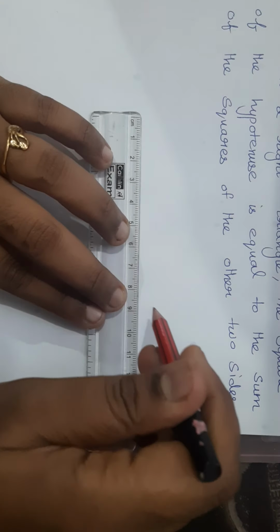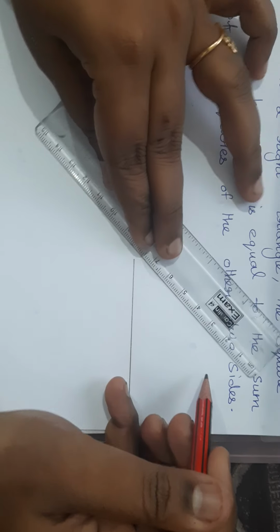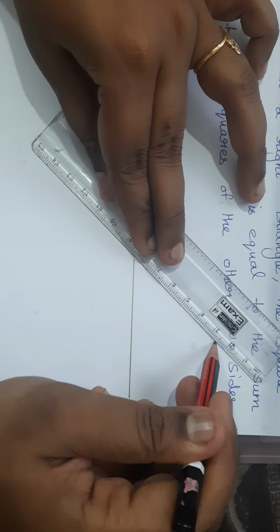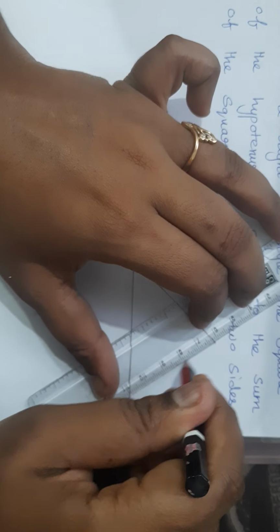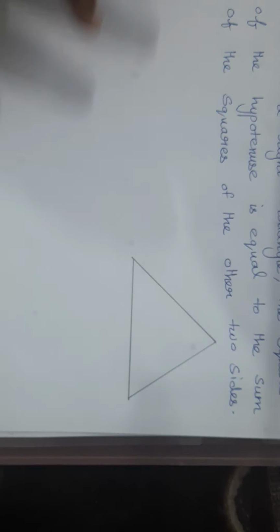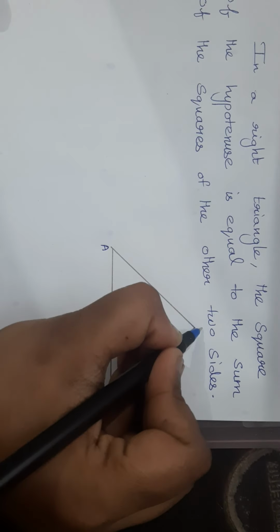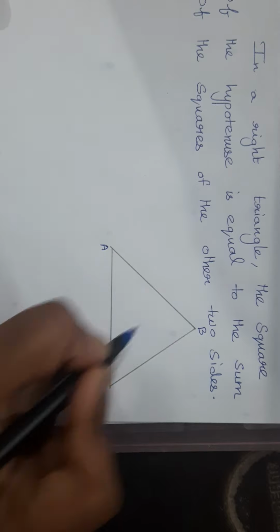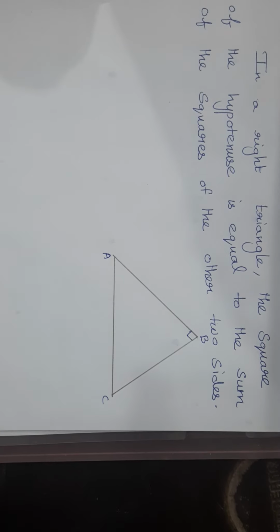Today, I will take a normal triangle. Using the normal triangle, I will prove it. Okay. So, I take this as A, this as B, this as C, because I need B to be my 90 degrees.